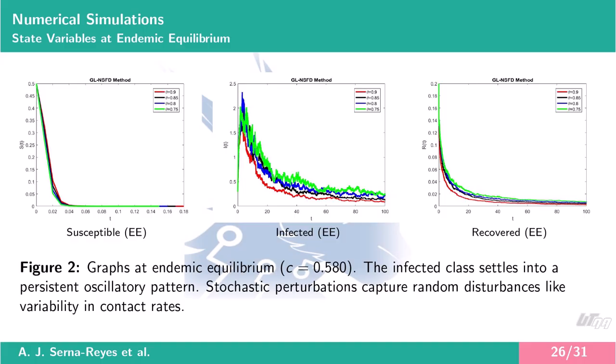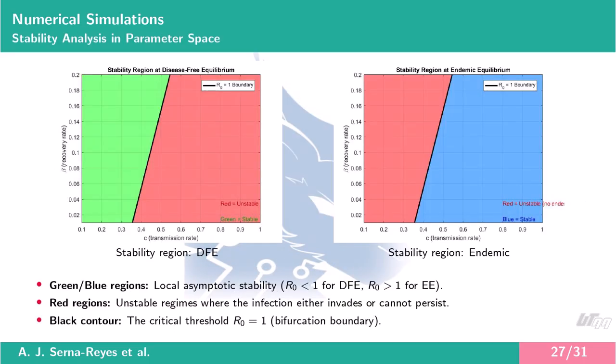We now observe the endemic equilibrium. The infected population persists with stochastic oscillations driven by environmental noise. Given the high mortality rates in this parameter set, the dynamics reflect a highly lethal scenario, consistent with early pandemic conditions. Here, we analyze the stability regions in parameter space.